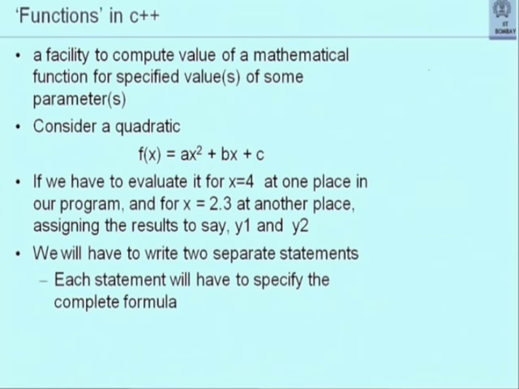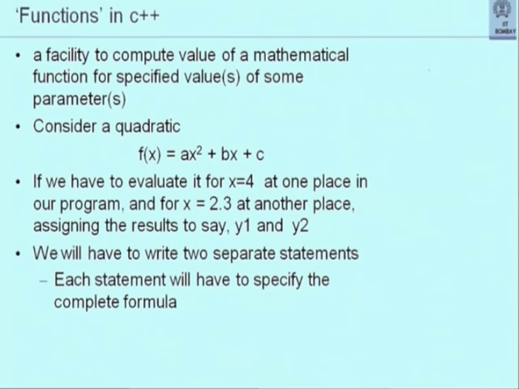Now suppose I have to evaluate this function at x is equal to 4 at some point in my program, say the 5th or 6th statement in a long program. Suppose later on, at some 128th statement, I again have to evaluate the same quadratic, but for a different value, say x is equal to 2.3. I will have to write the entire expression a star x square plus b star x plus c. And imagine if I have an order 10 polynomial or something.